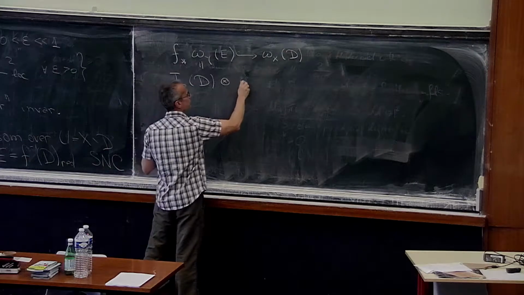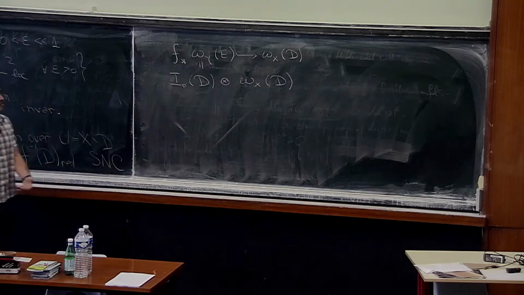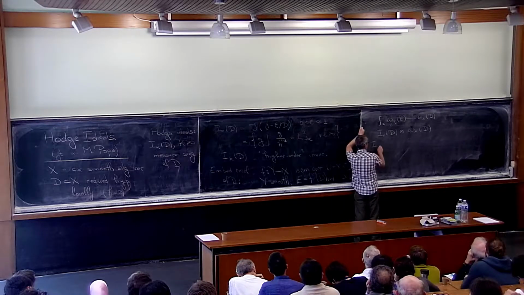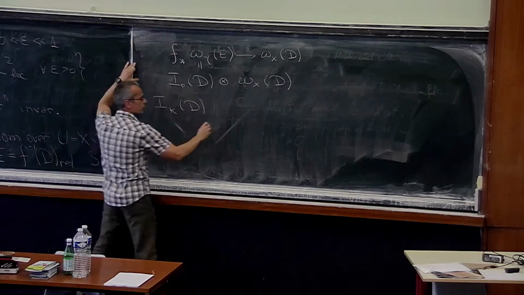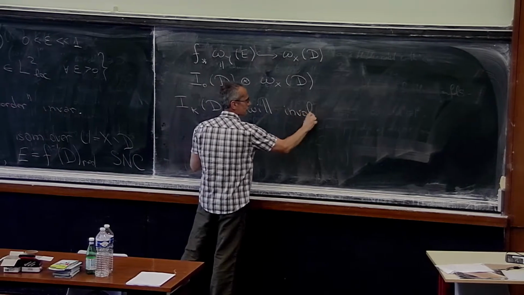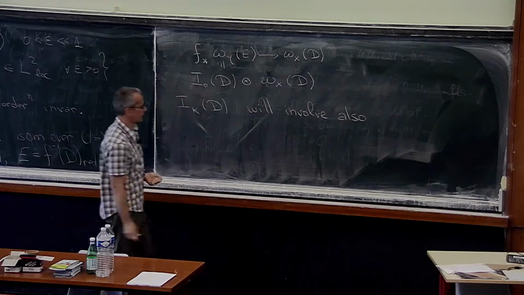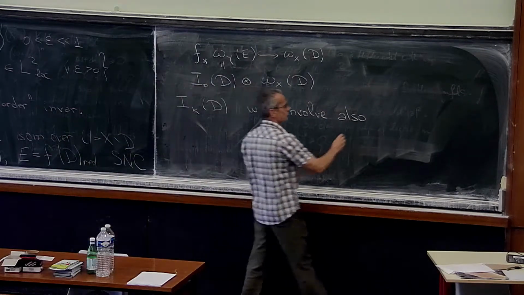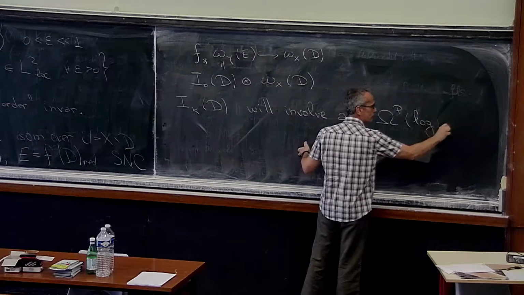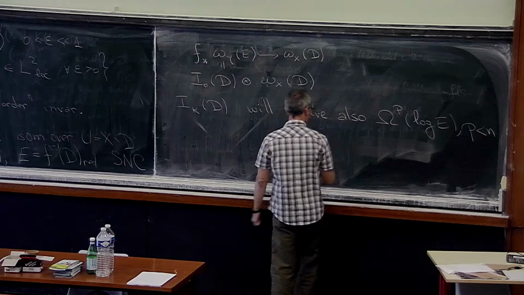Tensor with omega x of D. Okay, so very roughly, the other ones, the IKs, will involve also the other sheaf of log differentials, also omega p of log E, where p is less than n. By the way, n for me will always be the dimension.